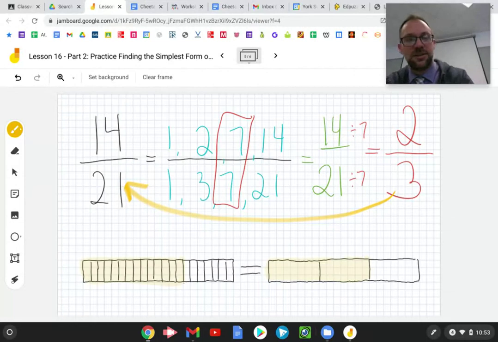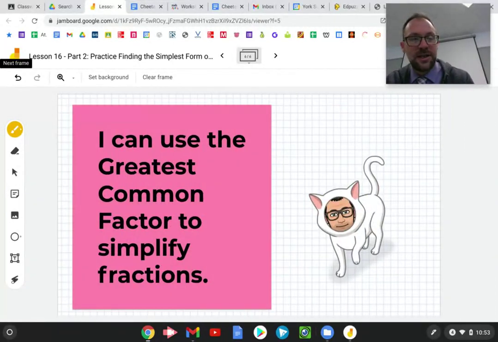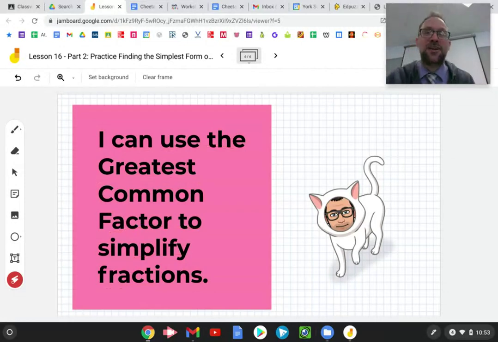All right, so let's do this. Our learning target today, I can use the greatest common factor to simplify fractions to find the simplest form of a fraction. More practice. Let me know if you need any help.